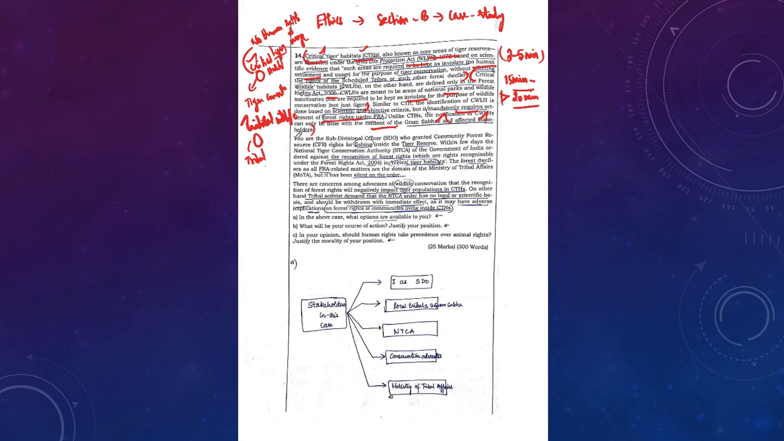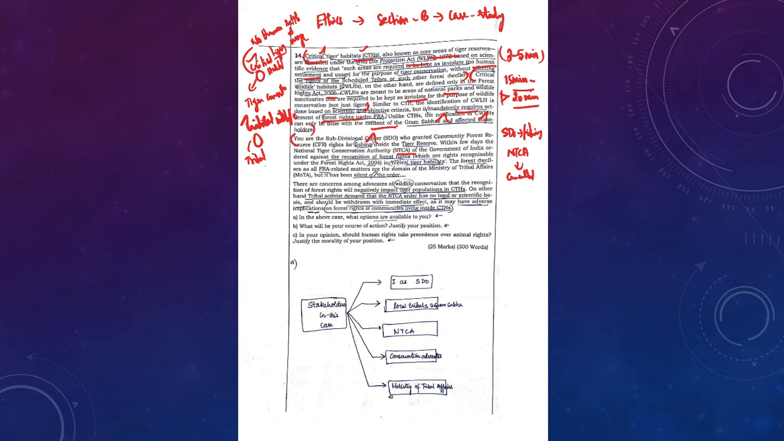Let's now move to the second component. You are the SDO who granted the forest rights, especially for fishing inside the tiger reserve, and within a few days, the National Tiger Conservation Authority, that is a part of the Government of India, has ordered against the recognition of forest rights, which has been done by this SDO. So the SDO has allowed for fishing, but the NTCA has cancelled the order.